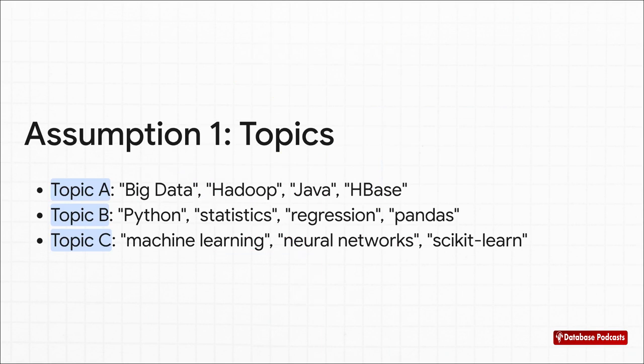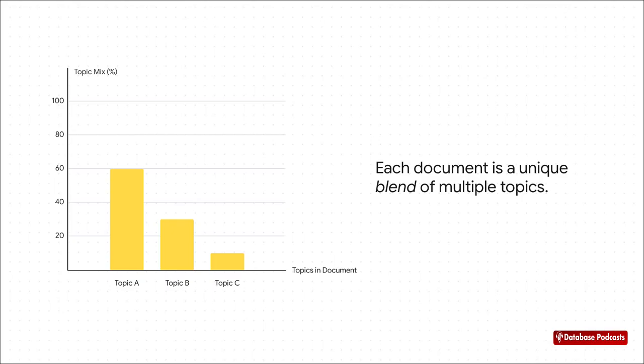Okay, step 1 of the recipe is this. LDA assumes that every topic is basically just a bag of related words. A topic isn't a single word, it's a theme. So, the big data topic here has a high probability of including words like Hadoop, Java, and HBase. They all belong together. And this chart shows the second key assumption perfectly. Any given document isn't about just one thing. It's a unique blend, a cocktail of multiple topics. So this document right here, it's about 60% big data, maybe 30% statistics, and a little 10% splash of machine learning. Every document has its own unique recipe.